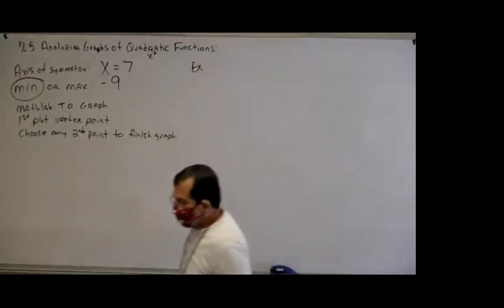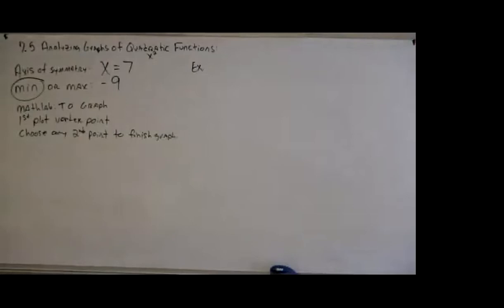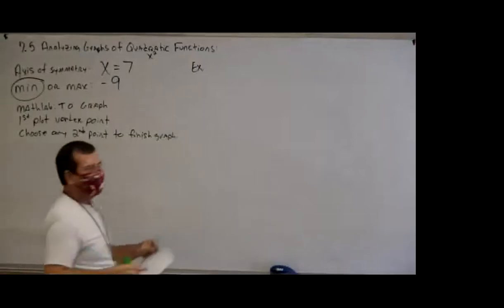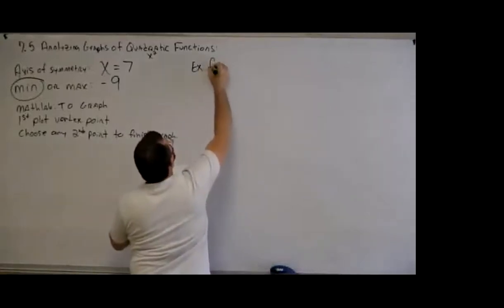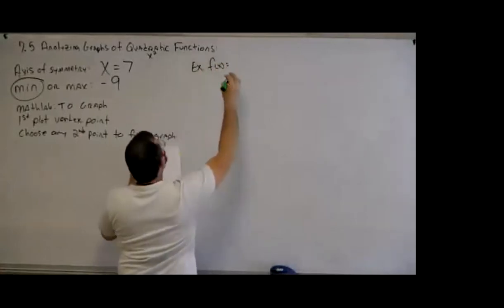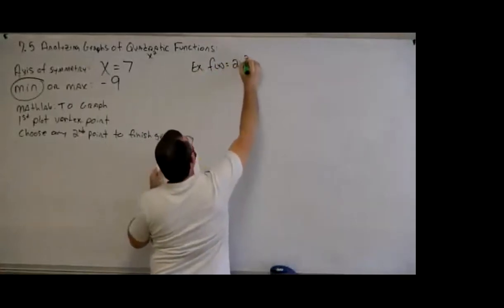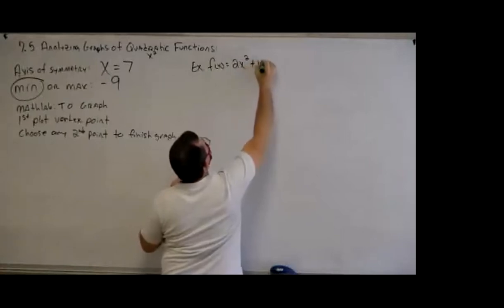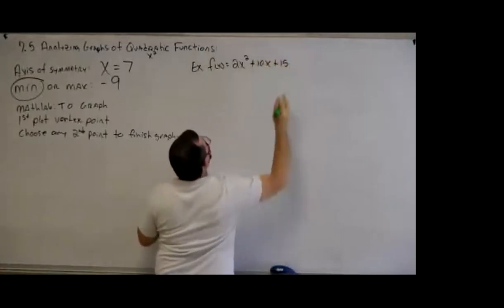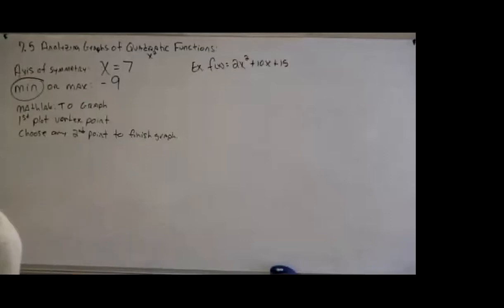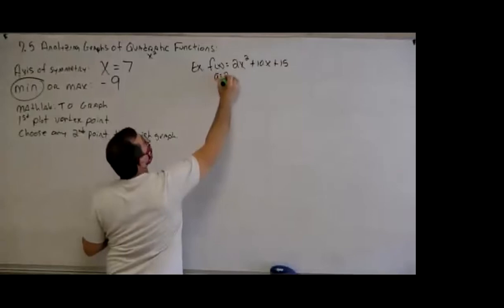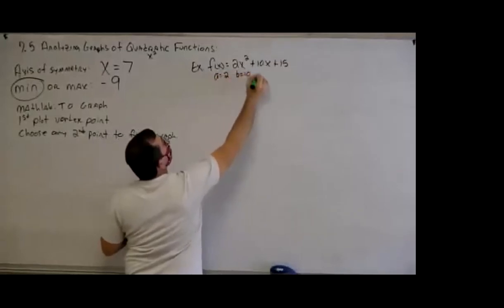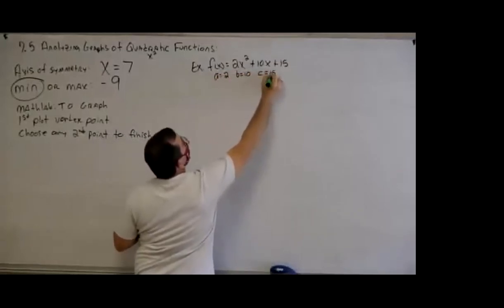All right, y'all, for the next example, I'm going to do this one for sure. It's got fractions on it, and some of y'all don't like fractions all the time, so here we go. So I got 2x squared plus 10x plus 15. So I'm going to figure out my A, B, and C again. A is 2, B will be 10, and C will be 15.